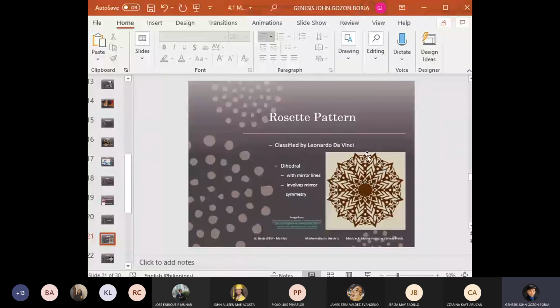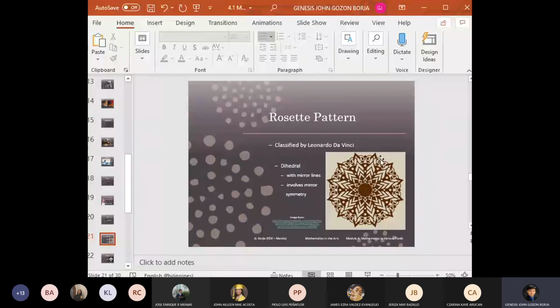Itong part na ito. So para makagawa tayo ng pattern, para mabuo natin itong pattern na ito, what we do is to replicate this motif or this design in a circular manner, di ba? So there will be no linear direction involved. Dahil nga yung ating pag-ulit ay in a circular manner. Meaning, we involve rotation. Di ba?